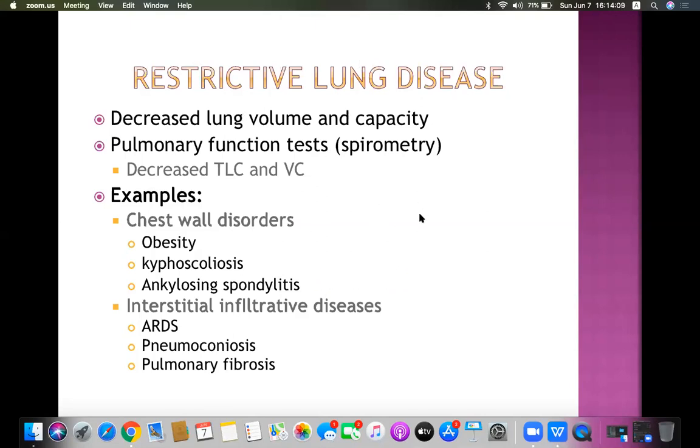Fine. Now, some of the interstitial infiltrative diseases, meaning the interstitium of the lung is infiltrated by different materials. ARDS, which we just discussed, because there is exudative fluid infiltrating there. Pneumoconiosis means dust related lung disorders. Pulmonary fibrosis is a contracting lung disease, there is fibrosis going on inside the lung. So all of these are the examples.